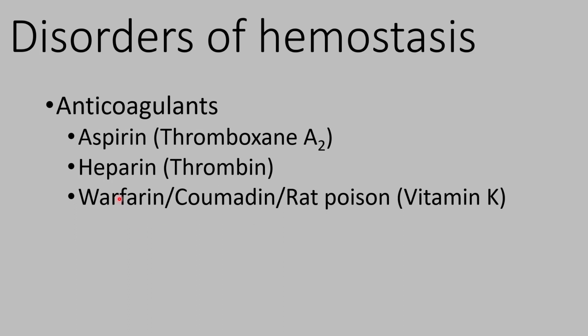But that's warfarin, Coumadin, rat poison. They're all the same thing. They all work the same way. They block the liver from accessing vitamin K from our diet. And without vitamin K, we don't make procoagulants. Therefore, we don't have any of that flow chart happening.